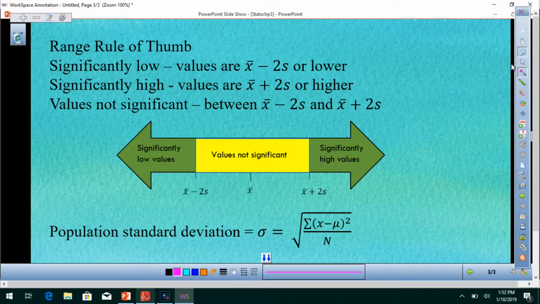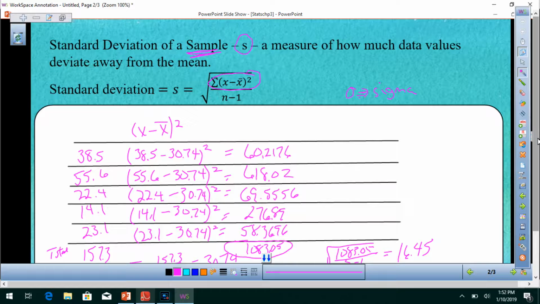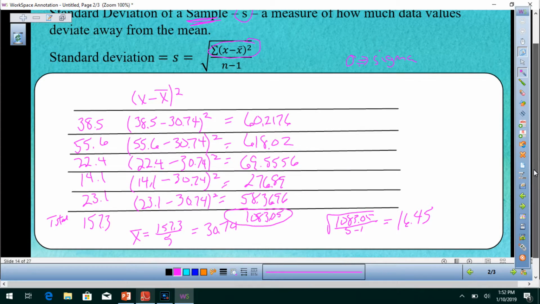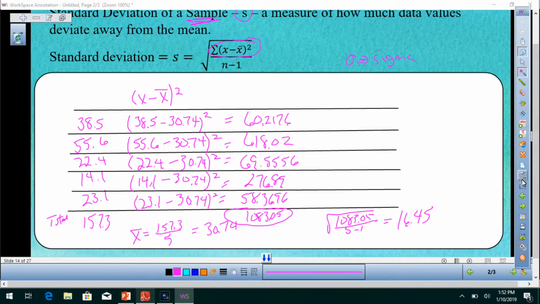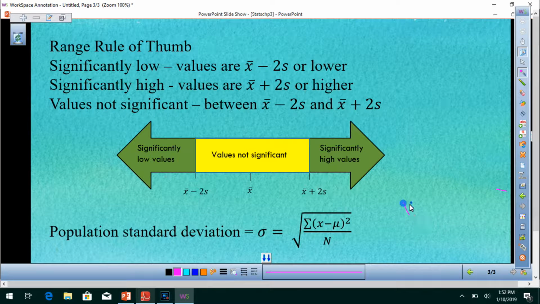All right, so let's take a look at it. What if that data was all about internet speeds, megabytes per second? What did we find out? We found that our standard deviation was 16.45, and our mean x bar was 30.74.